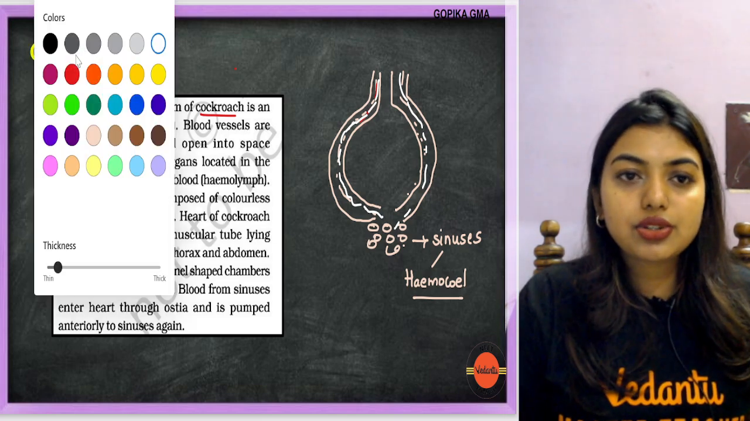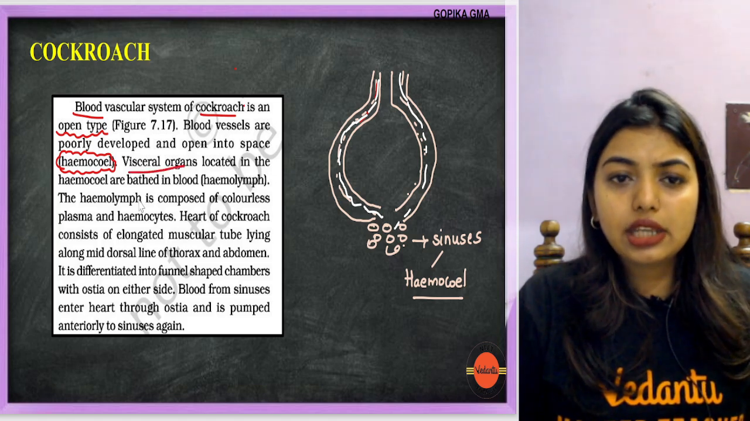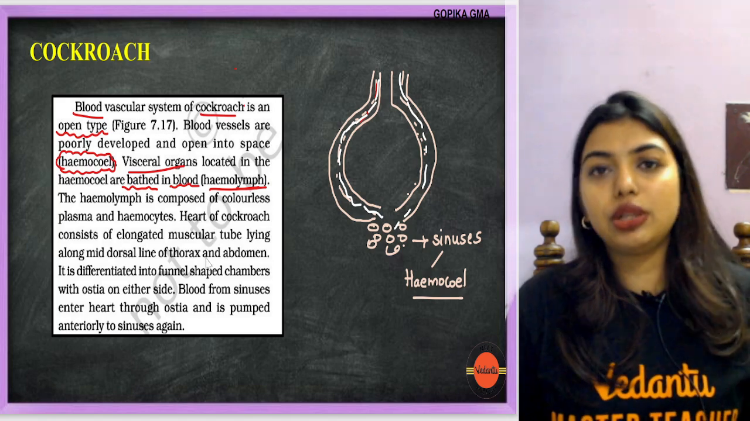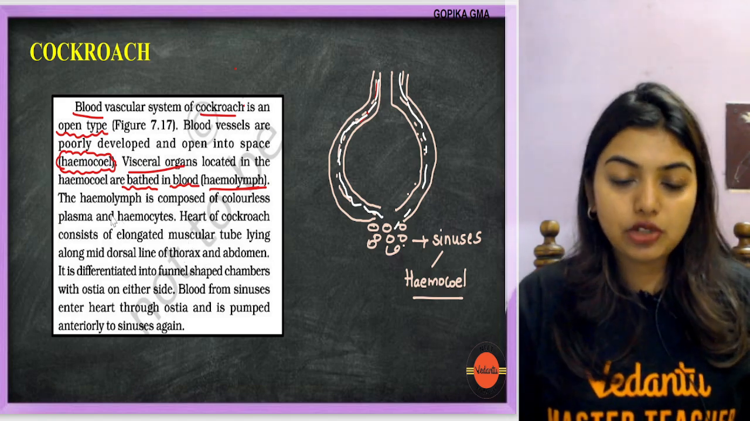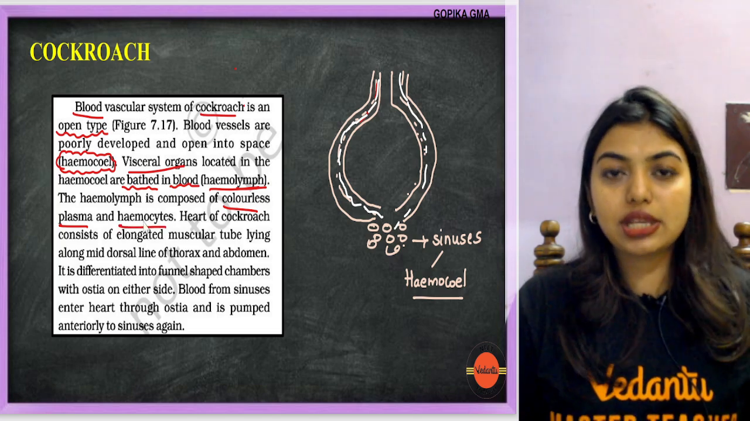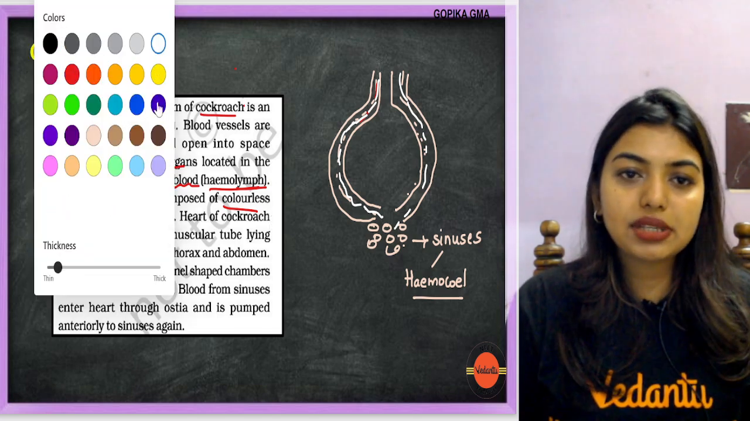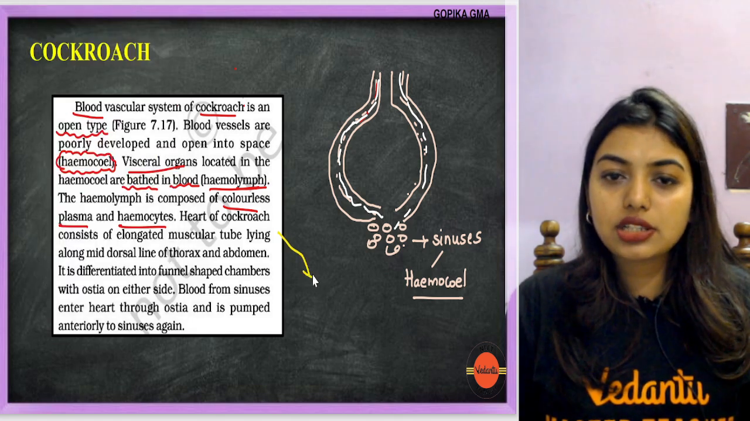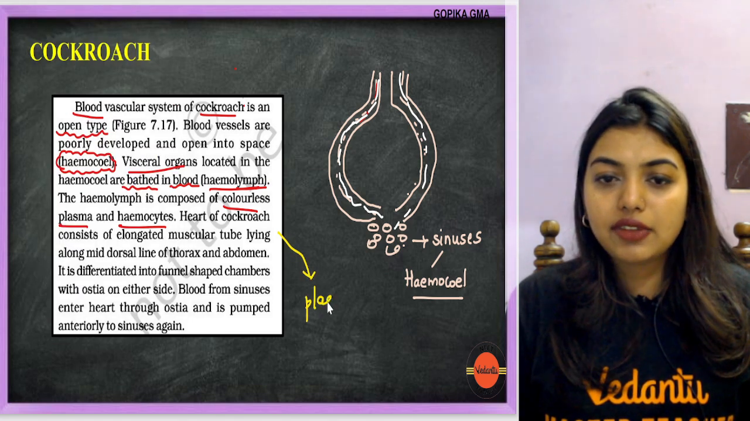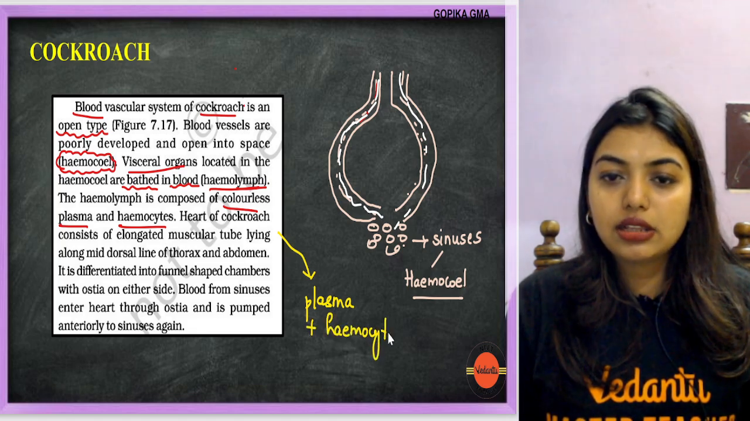Okay, so here, look here, students. This hemocoel you understood, no? Visceral organs located in the hemocoel are bathed in the blood. Can you see? The blood is called hemolymph. Do not get it confused. The blood is called hemolymph. Now the hemolymph is composed of colorless plasma and hemocytes. Like ours only, like how our circulatory system is. This is also going to be the same. Why? Because in our circulatory system also we have plasma and we have blood corpuscles or blood cells. Here we have, instead of that, hemocytes. Hemocytes are called the cells, right?